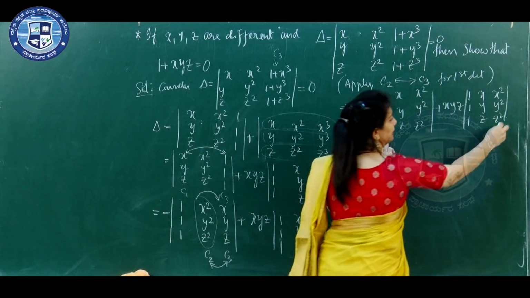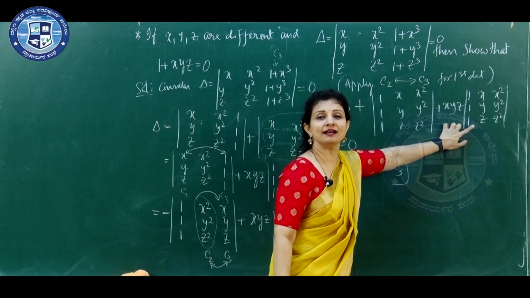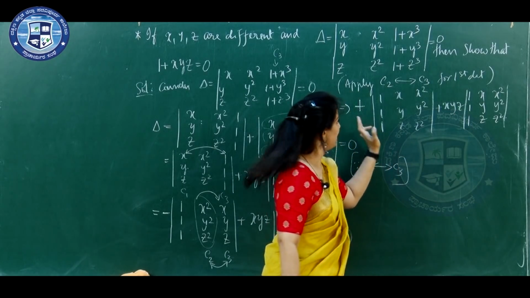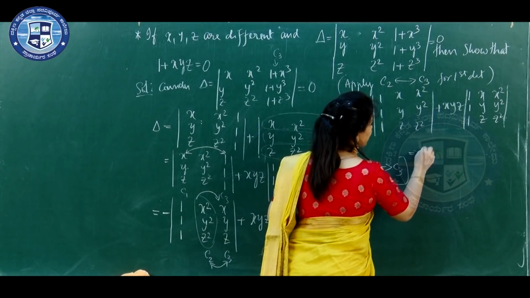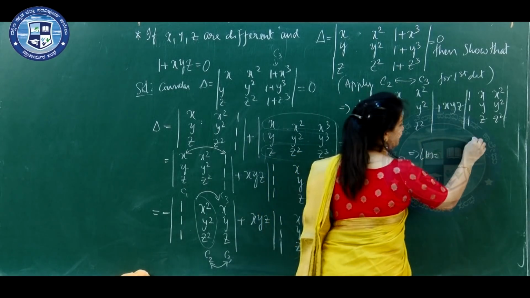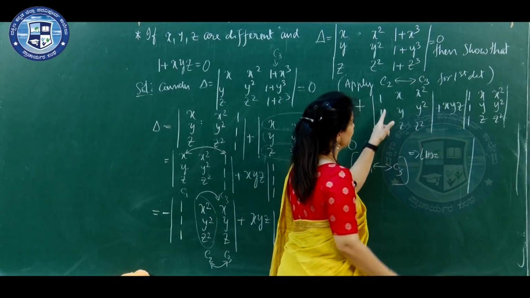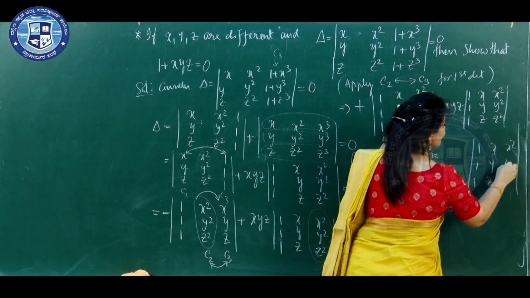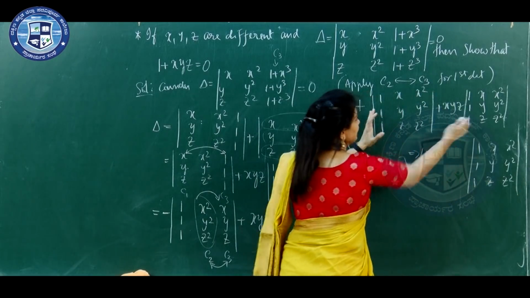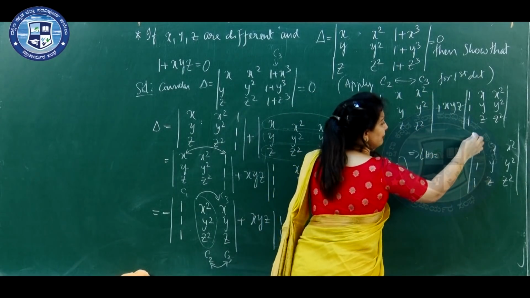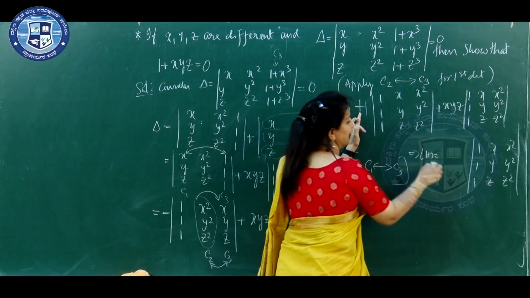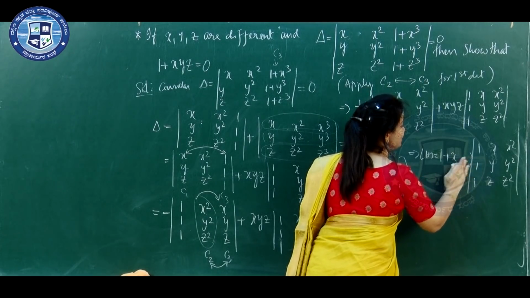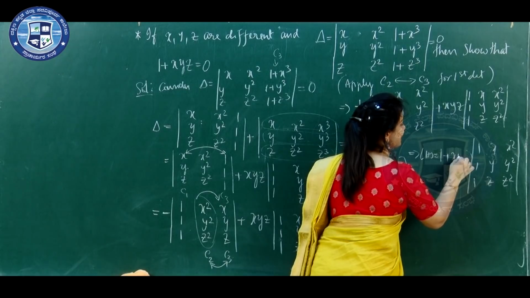Observe this. The two determinants are exactly the same. So the common determinant is taken out. That implies LHS equals the common determinant 1 1 1, x y z, x square y square z square. And when you take this out, what is left? The remaining terms are 1 plus x y z, that is, 1 plus x into y into z.